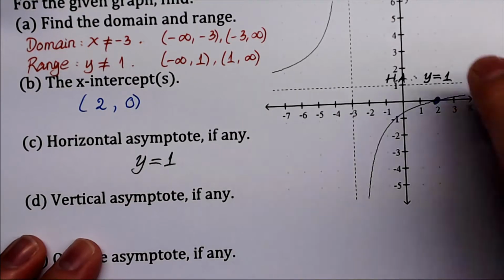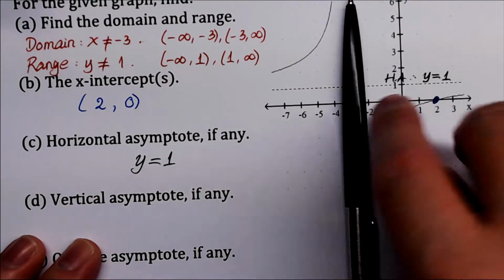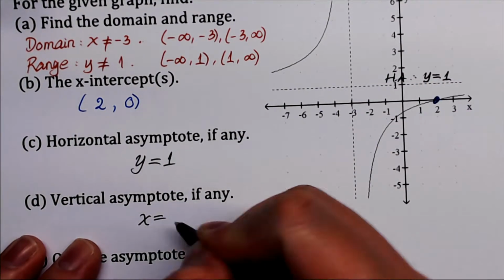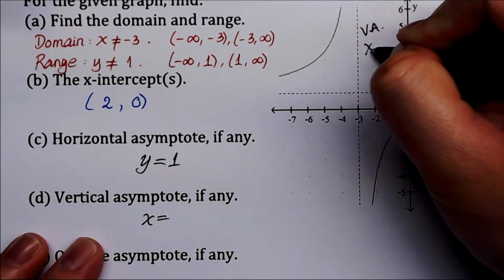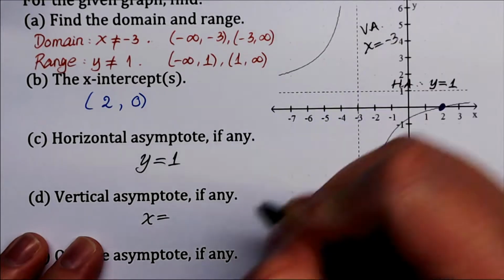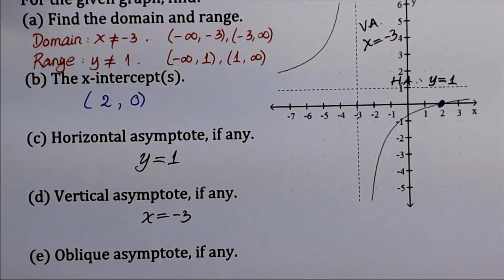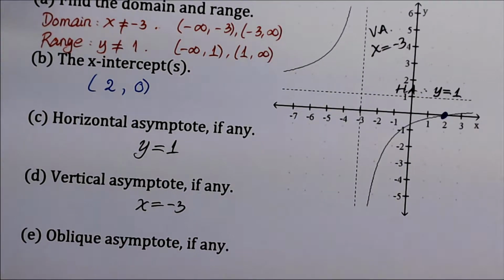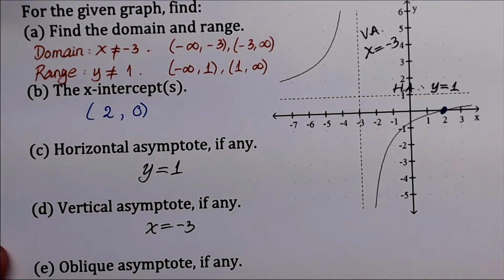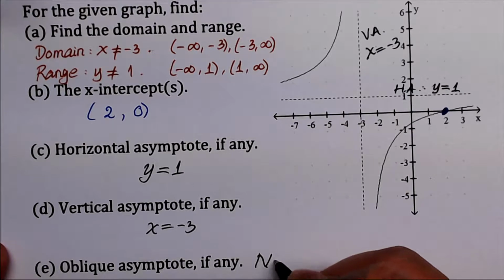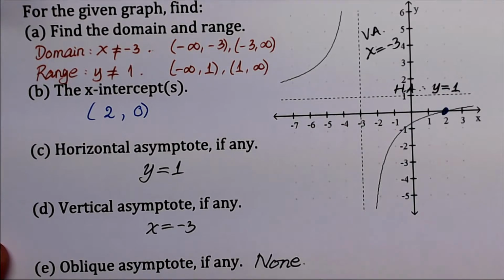The vertical asymptote is going to be this one. It's going to be x equal to, because that is the vertical line, and it is x equal to negative 3. And on this graph we do not have the slant asymptote or the oblique asymptote, so we're just going to say none for oblique asymptote.